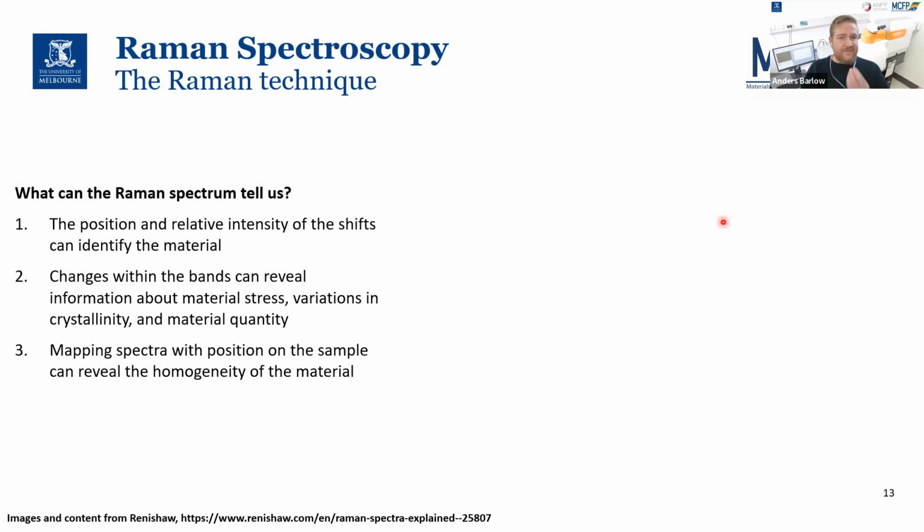And then internally, the fine structure within those peaks and those bands can reveal more interesting information about, for example, material stresses, variations in the crystallinity, and also, of course, the actual amount of relative materials within a sample as well. And then if you were to take those spectra and collect them from a large area with some kind of spatial information attached to them, you can then use that to reveal information about how homogeneous your sample actually might be. So if you have different domains, you can identify those different domains with a Raman microscope.